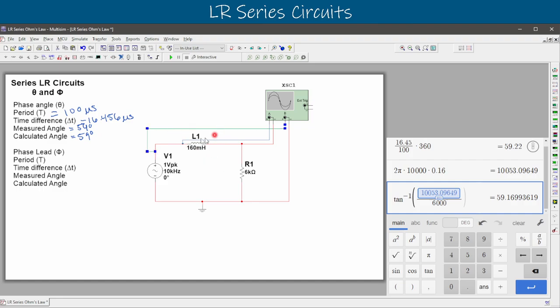Our input line is green here, and so we get to compare those two. We're going to do the same period, and we're going to compare the phase difference between the two, and then we're going to use that to do our measured phase angle. That's a little bit different when we go to calculate it.